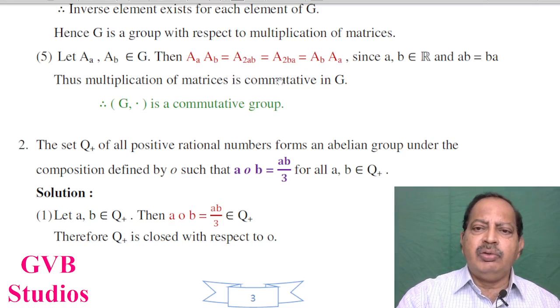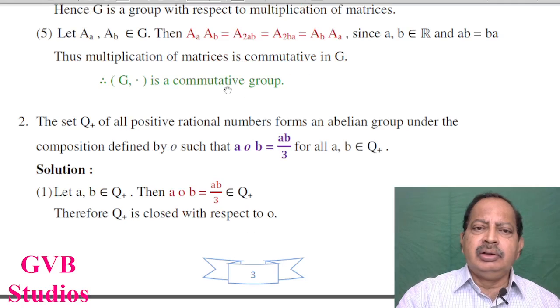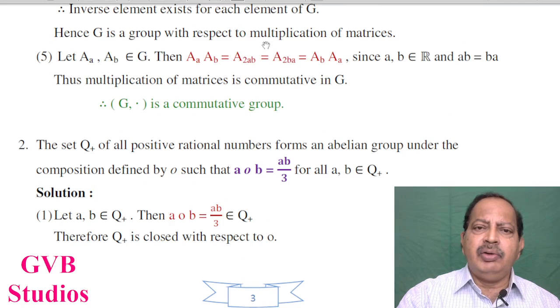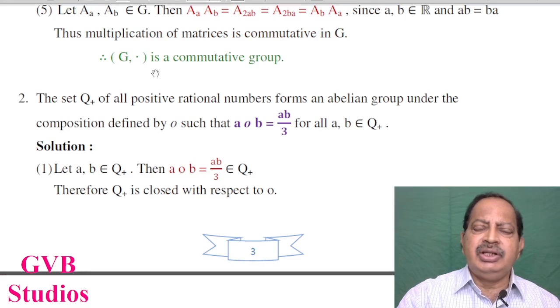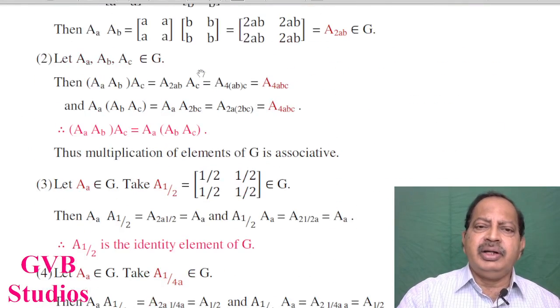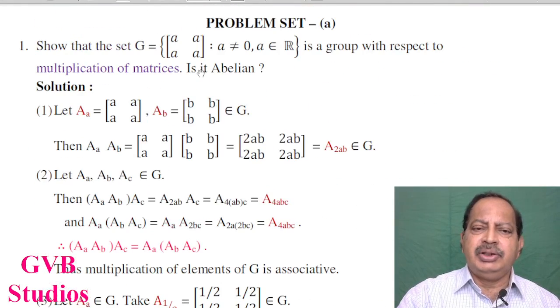Therefore commutative holds good. Here I will write, thus multiplication of matrices is commutative in G. In the above, we have verified 4 postulates, and here the 5th postulate is also verified. Therefore, we say that (G, ·) is a commutative group. So this is one important example from the point of view of examination also.